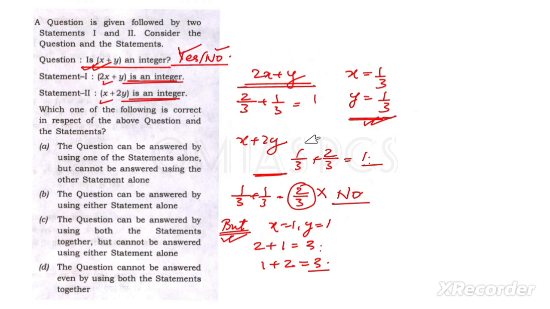So whenever there is a question like this one, there is a maximum chance, a probability, that your answer will be both yes and no. So in this type of question, simply you have to answer that the question cannot be answered even by using both the statements. If we are using both statements, we can't answer this question clearly, because we are getting both yes as well as no. So how can we answer this question? Are you getting my point?